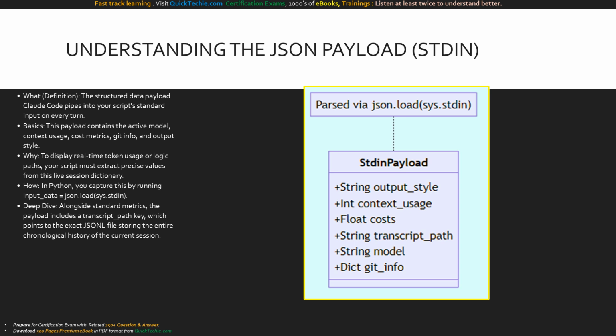For our deep dive, the most powerful element in this payload isn't just the token counts, it's the transcript_path key. This key points directly to the local JSONL file containing the entire chronological history of your current session, unlocking advanced logic tracking. Here is a conceptual class diagram representing the structure of the JSON payload you receive. Notice the fields available to you: output style, context usage for your tokens, costs, and importantly, the transcript path. By parsing this object via json.load, your script gains full access to all these vital session metrics.